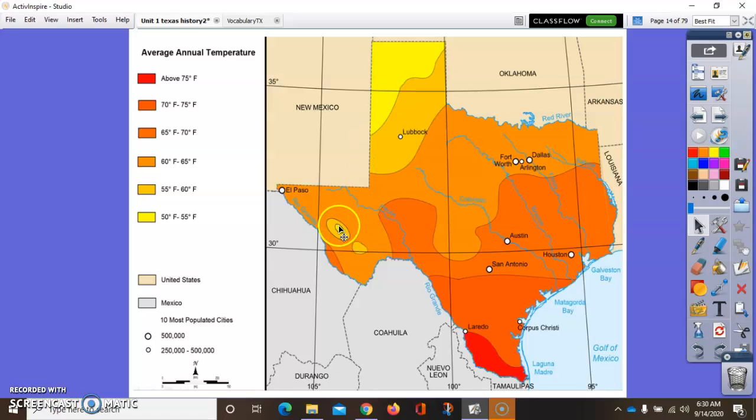Now, over here in West Texas, why do you suppose we have these little areas of yellow? Okay, those are the mountains. And remember, hopefully you learned this last year in geography, the higher you get, the higher your elevation is, the cooler it is.